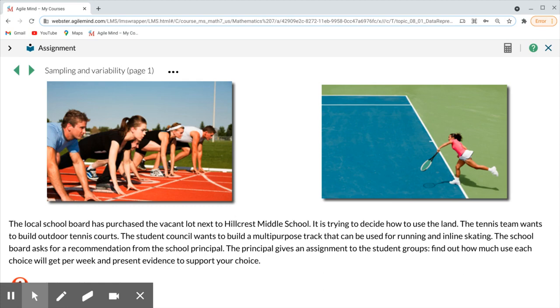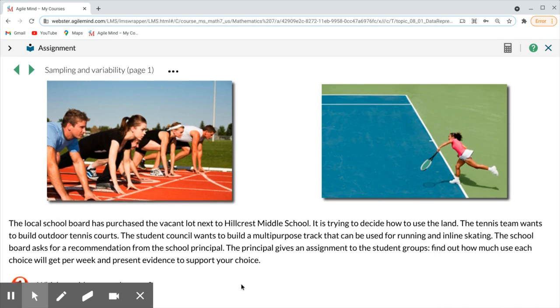The local school board has purchased a vacant lot next to the Hillcrest Middle School. It is trying to decide how to use the land. The tennis team wants to build an outdoor tennis court. The student council wants to build a multi-purpose track that can be used for running and inline skating. The school board asks for recommendations from the school principal. The principal gives an assignment to the student groups. Find out how much use each choice will get per week and present evidence to support your choice.